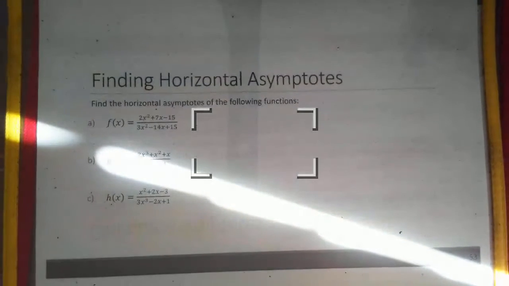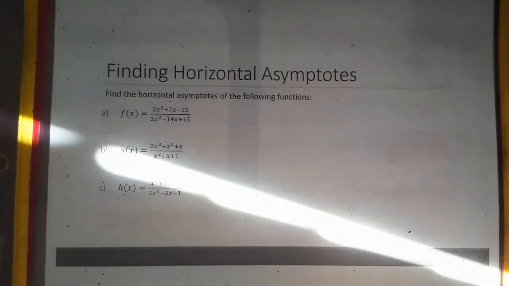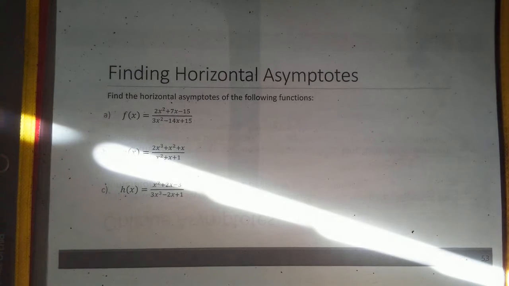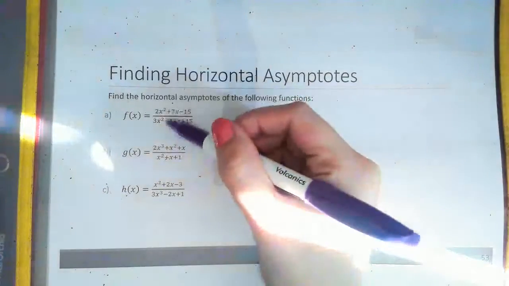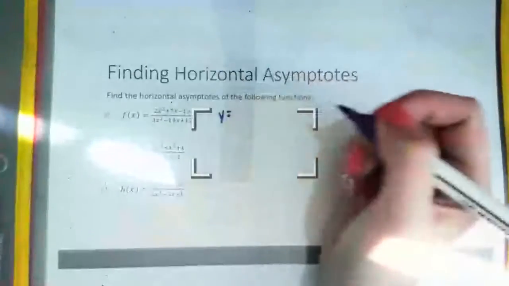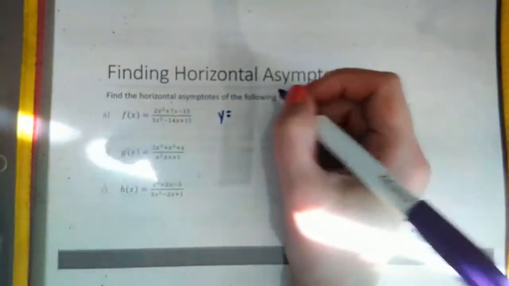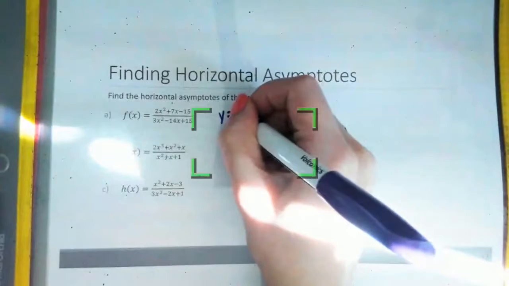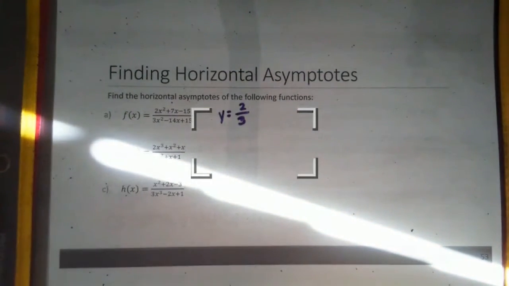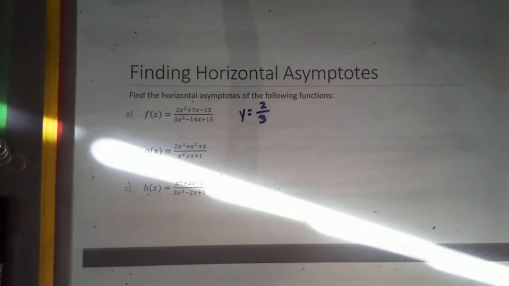So here we have a couple examples. First up, we have f of x equals 2x squared plus 7x minus 15 over 3x squared minus 14x plus 15. We only are looking at the degrees, so the highest power on x in both the numerator and denominator. They are both x squareds, so the horizontal asymptote is at y equals, and then take the leading coefficients. In the numerator, the leading coefficient is 2. In the denominator, the leading coefficient is 3. So y equals 2/3 would be our horizontal asymptote.